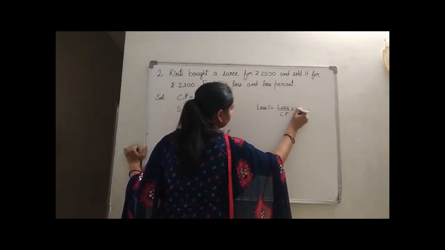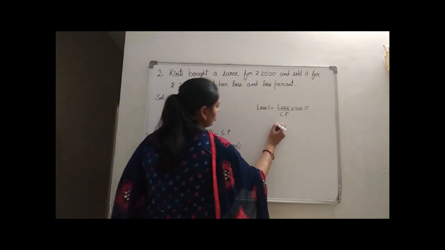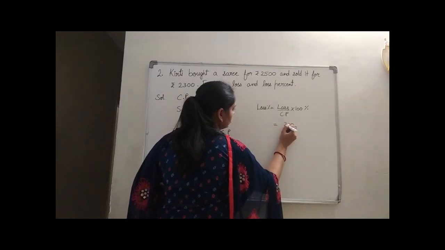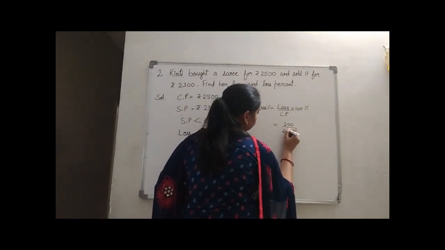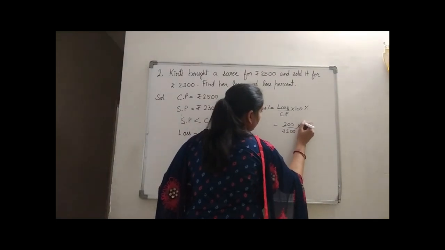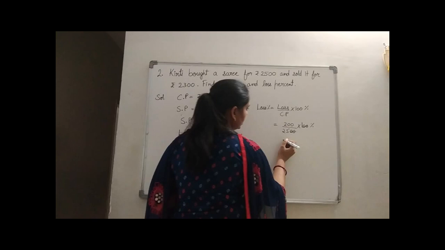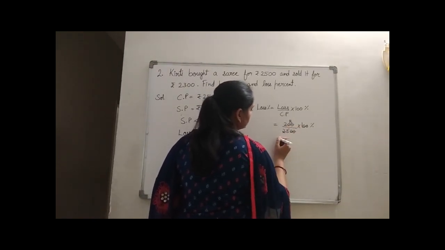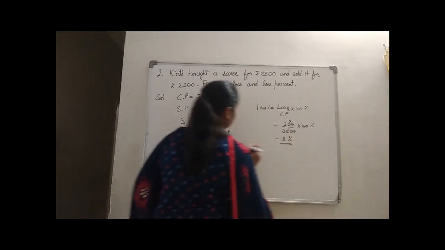multiplied by 100%. So now put the value: loss we are having here rupees 200 and cost price we are having as 2500 multiplied by 100%. So 0 and 0 will get cancelled, right? 25 8s are 200, so 8% loss she is bearing. Okay.